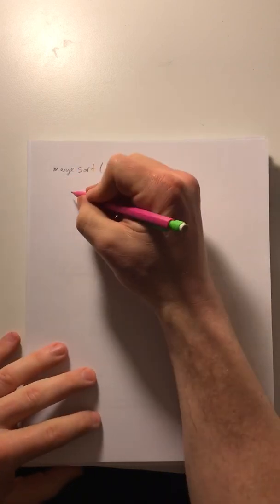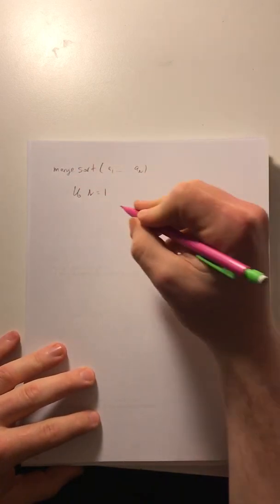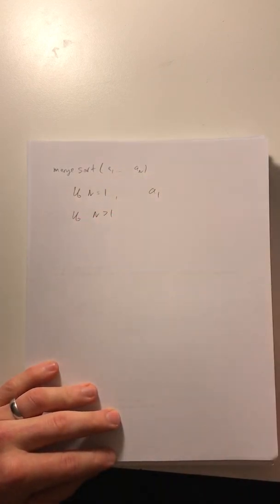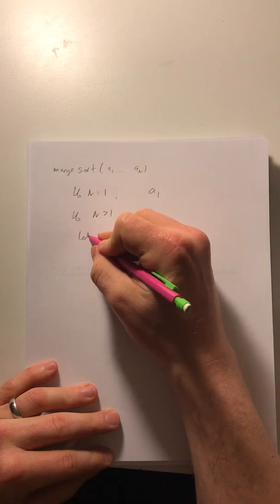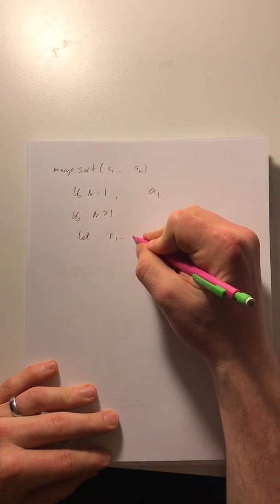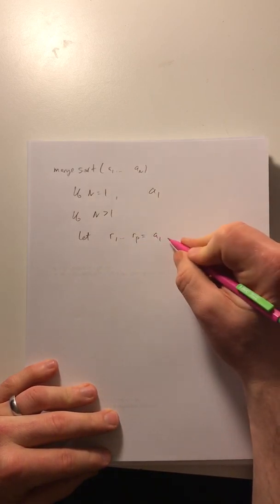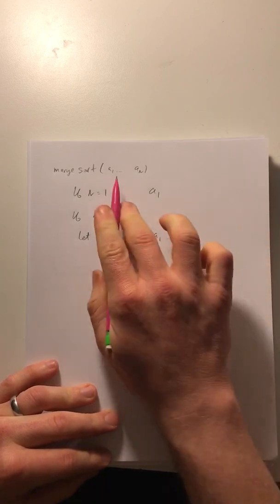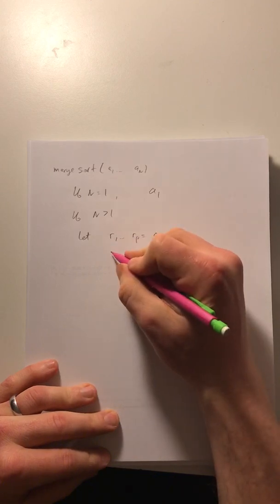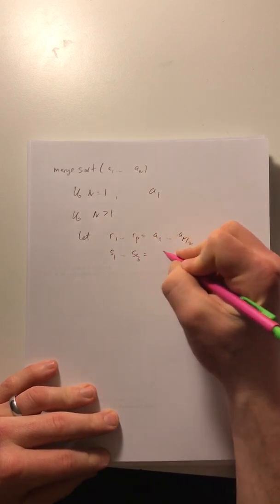So what we're going to do is say, well, if n equals 1, the array is already sorted. It only has one number in it. So this is kind of the silly case. If n is not equal to 1, if n is greater than 1, I'm going to say let R1 up to RP be A1 up to A n over 2, the first half of the input array. And then I'm going to say S1 up to SQ equals the second half.